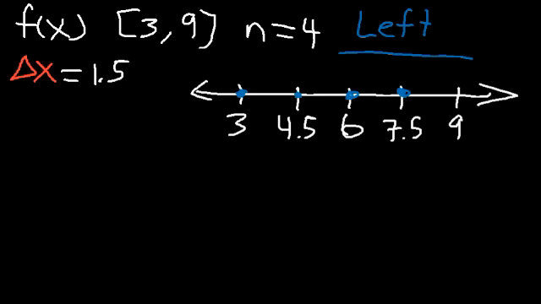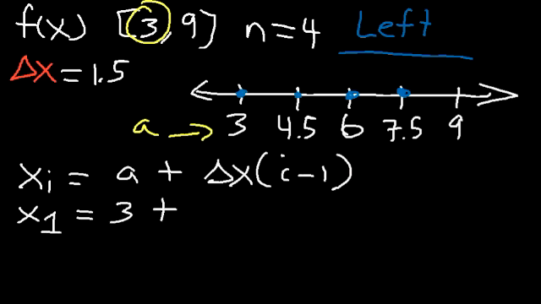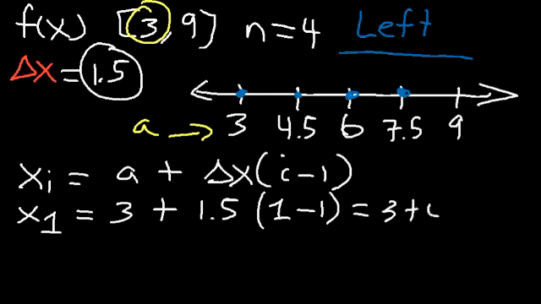Now, let's use the equation to get these points. So keep in mind, a is the first number, 3. So for the left endpoints, x sub I is equal to a plus delta x times I minus 1. So let's calculate x sub 1. A is 3, delta x is 1.5, and I is basically the subscript. Since we're dealing with the first term, I is 1. 1 minus 1 is 0, so we have 3 plus 0, which is 3. So that gives us the first x value.